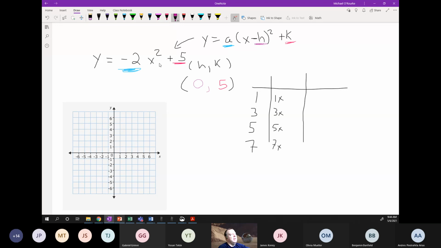That's why I kind of mixed it up on you that time. So that means that's 0. So your vertex is at 0, 5. So if I were to graph this, it'd be right here. Does that make sense? Okay, now do your step pattern.